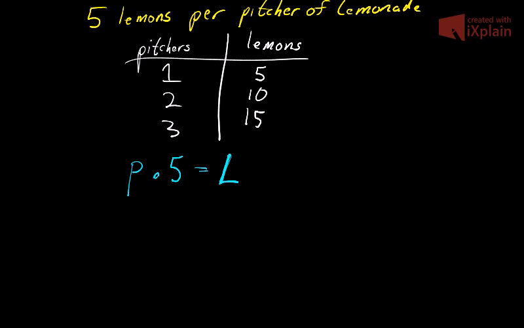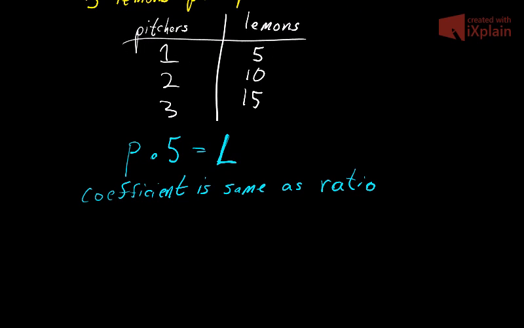That's kind of fun. And if we look at this coefficient here, the number next to P, my coefficient, again, is going to be the number next to my variable. So that would be the 5. My coefficient is the same as the ratio. Looking back at the original problem, I did say 5 lemons per pitcher, which means I had a ratio of 5 lemons to 1 pitcher. And the coefficient in this problem is going to be the same as the ratio in the wording of the problem. And that's something that's always true about direct variation.